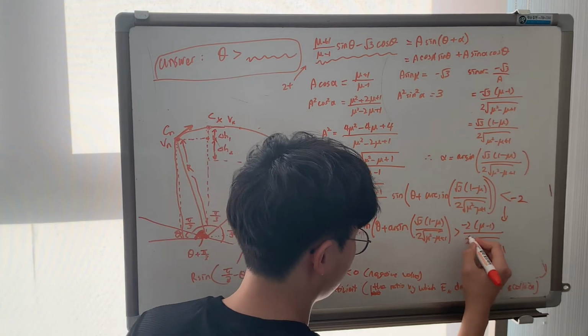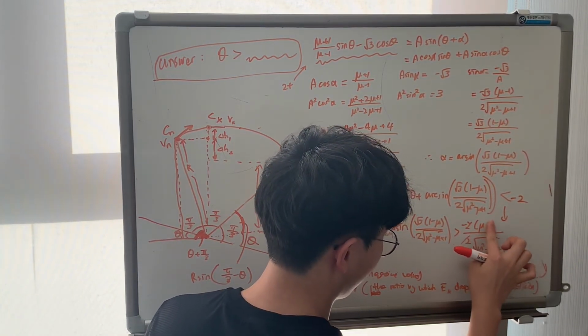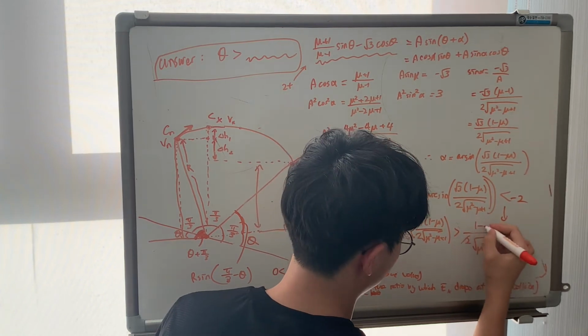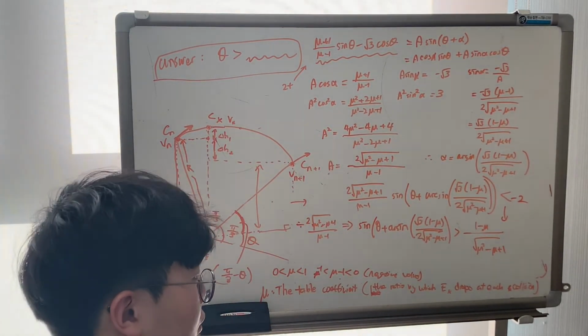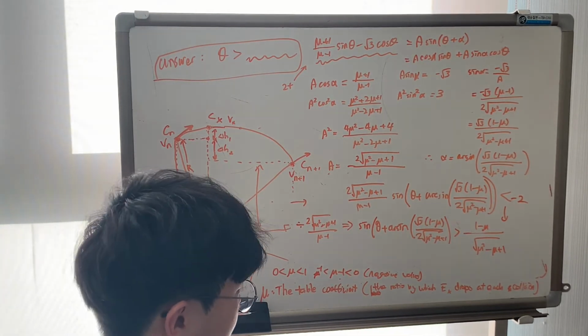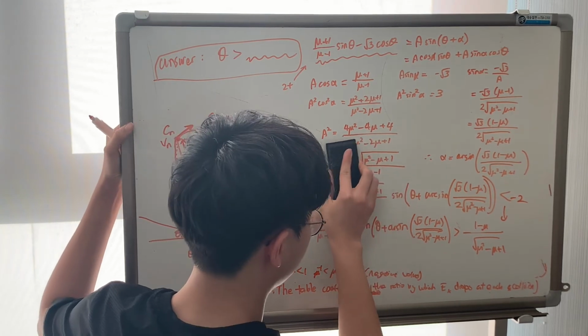which is, when we divide both fractions by 2 and then reverse the direction, 1 minus mu, so we have 1 minus mu divided by the square root of mu squared minus mu plus 1. And now we're just done. And I'm just going to erase this.